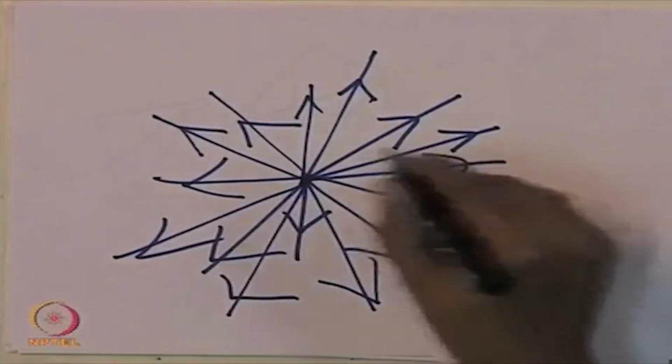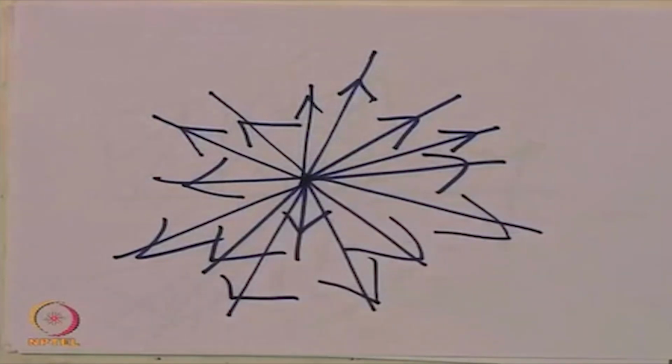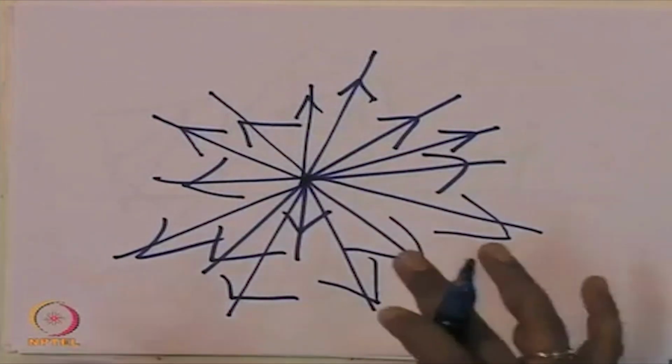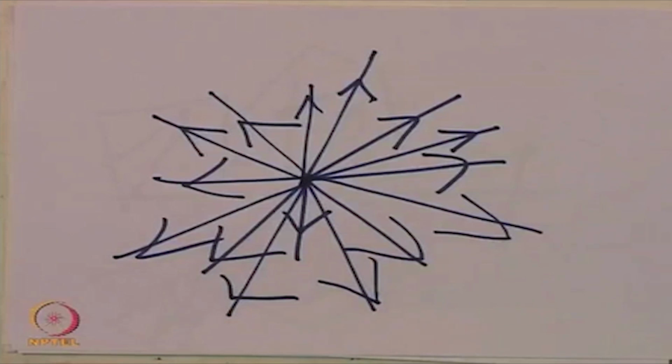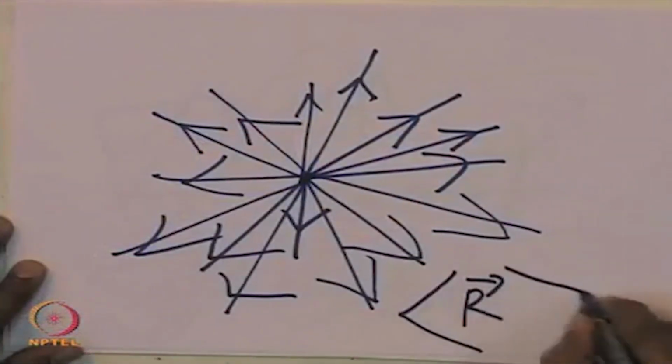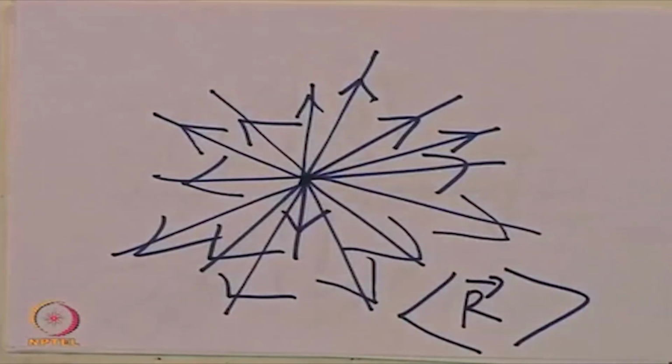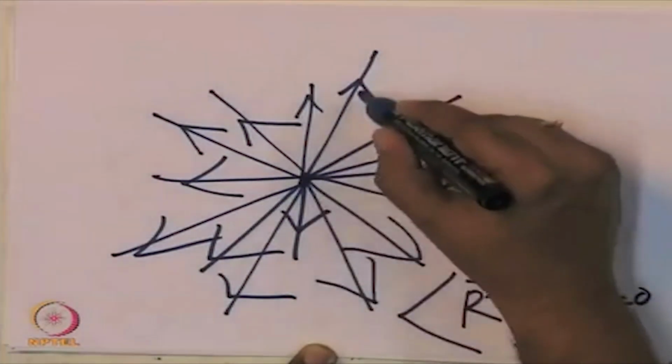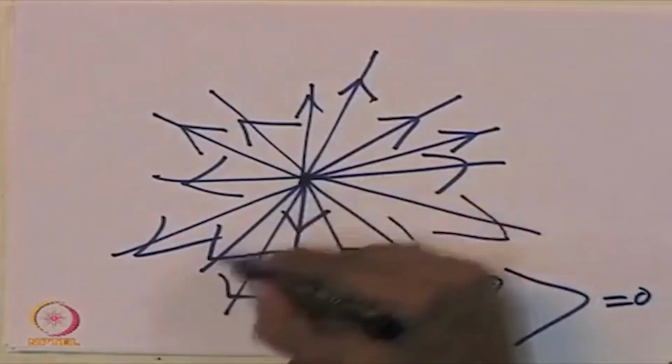So, all of these are end to end vectors. Similarly, you have 1,000,000 or a large number of end to end vectors. Now, if you find the average of all these vectors, so you sum over all of them and divide by the total number, what do you expect to get? The average of all this will be 0, because this is one vector, and in the exactly opposite direction there is another vector.